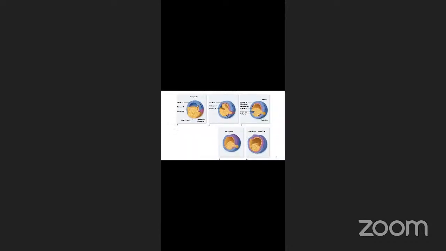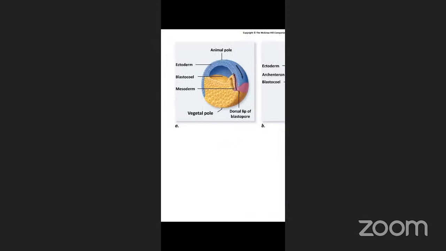Then in frogs, cells from the animal pole involute over the dorsal lip of the blastopore into the blastocoel, and finally the cells press against the wall and form the archenteron. These movements create two layers, outer ectoderm and inner endoderm. Mesoderm will be formed later in between the ectoderm and endoderm. Here you can see the animal pole at the top and the vegetal pole at the bottom. We have the dorsal lip of the blastopore, which is pink in color, just below that, and we have the blastocoel, mesoderm, and ectoderm.